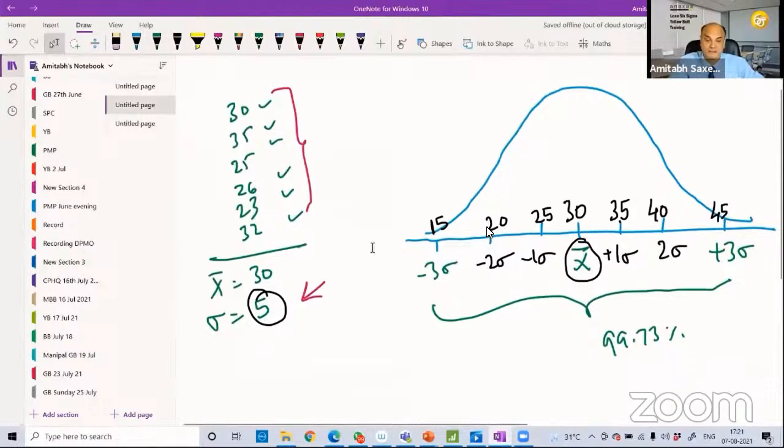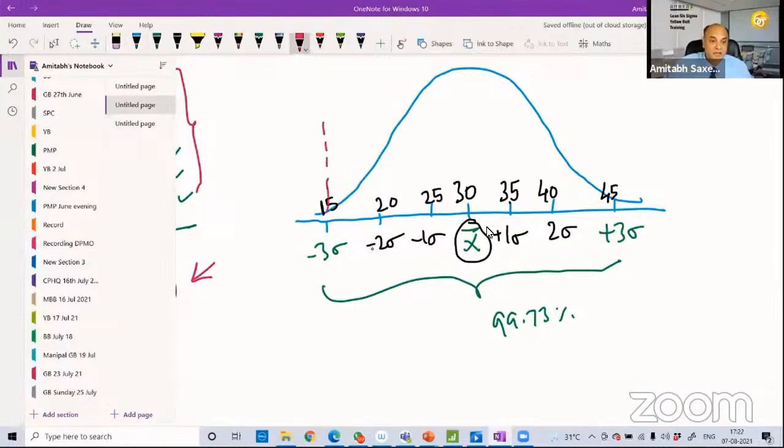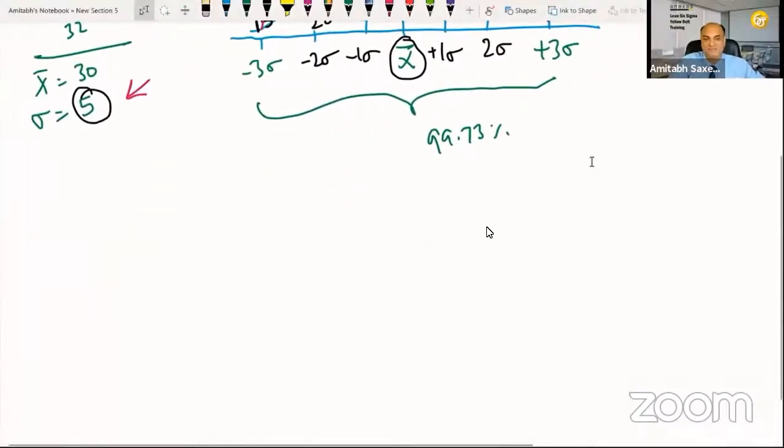Now coming back to our normal distribution curve. I hope now it has settled in your brain. What is 15 and 45 minutes? In my traveling time, I'm going to take between 15 to 45 minutes. This I call the lower control limit, and this I call the upper control limit. LCL and UCL, control limits. Remember those words, control limits.